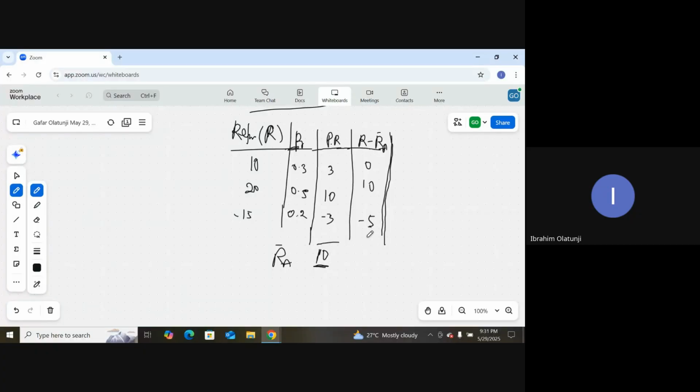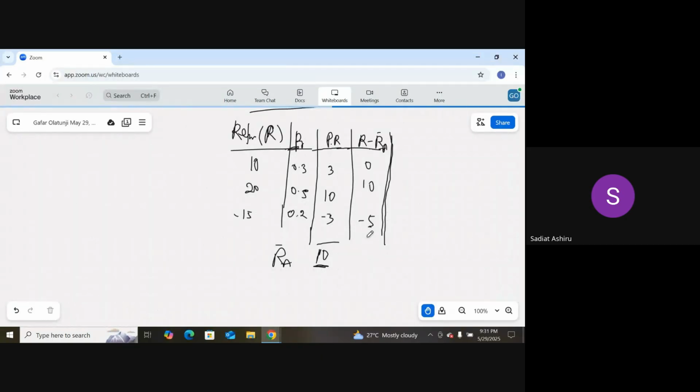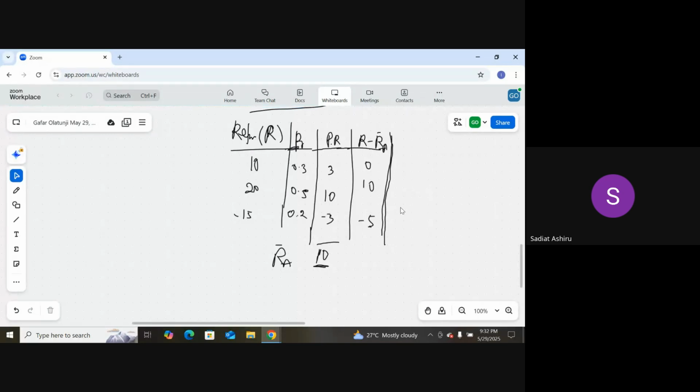Can we check it, please? No, it's minus 5. Minus 15 minus 10. Please hold on. Correct, minus 15 minus 10 is minus 25. Yes, the 10 is not negative. So that's minus 25. Correct, minus 25.